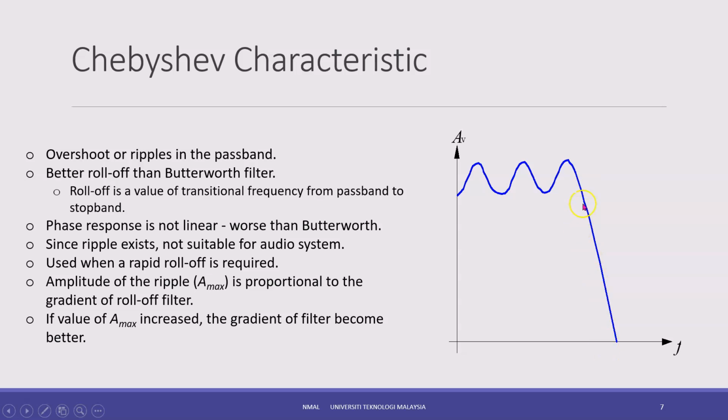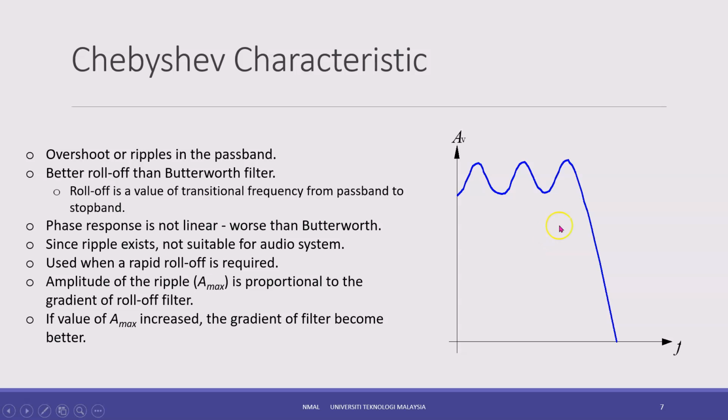Okay, because it has the sharper roll off, and roll off is the rate of transition from pass band to stop band. However, like I said before, because of the ripples, the phase response is not linear, and it is worse than Butterworth. And since ripple exists, it is not suitable for an audio system. Because imagine that we have an audio signal that goes through this filter with different gain here. Sometimes it's loud, sometimes it's soft, and loud again, soft, loud again. Okay, so it is not really suitable.